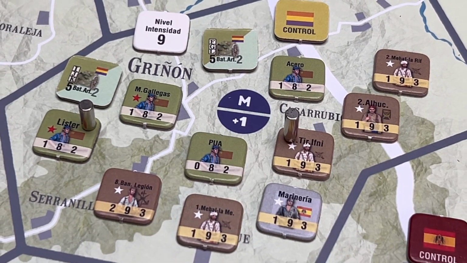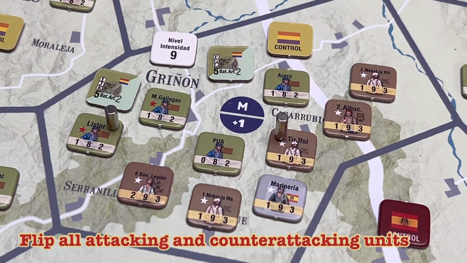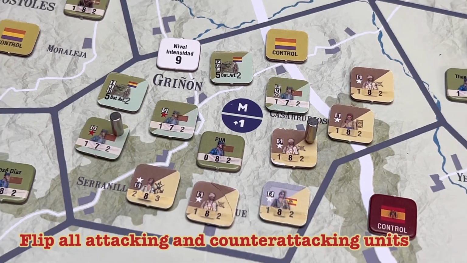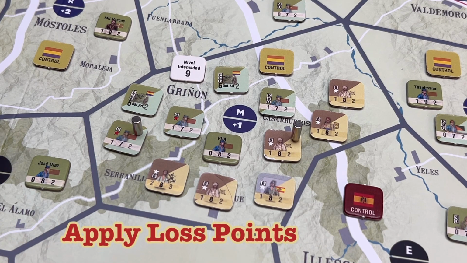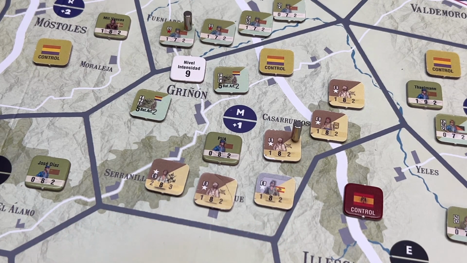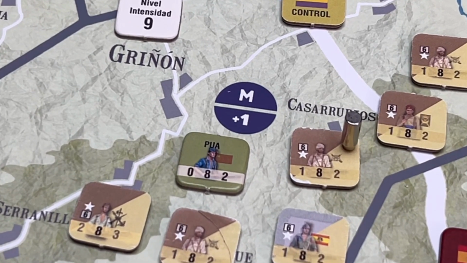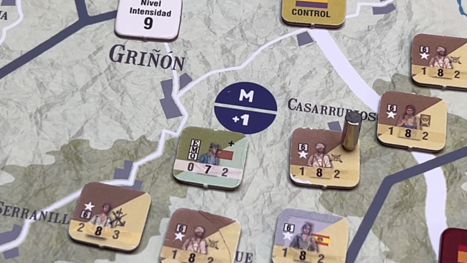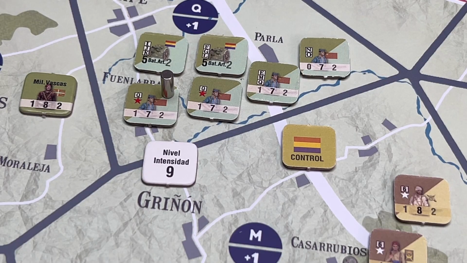Before assigning loss points, we flip all attacking nationalist units and all counterattacking Republican units to their spent sides. Now losses are inflicted, and the Republicans must absorb 7 loss points. They retreat the 3 now spent counterattacking Republican battalions, and that absorbs 3 loss points. The 2 Republican artillery units in the area also retreat, absorbing 2 more loss points, and we're at 5. The Pua battalion is flipped to its spent side, absorbing 1 loss point, and now we're at 6. 1 more point to take care of.